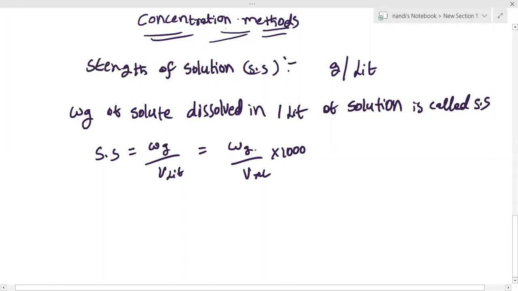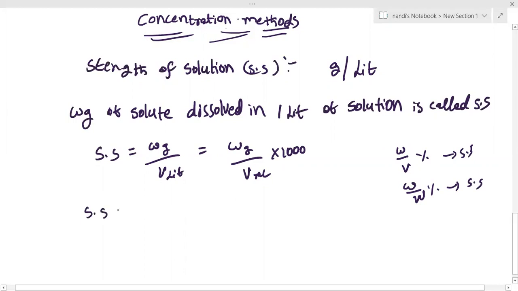We'll also use W by W percent and W by V percent in terms of strength. How to calculate? Suppose W by V percent is given in the problem, how to calculate strength of solution, and if W by W percent is given, how to calculate strength of solution. We'll see those conversions also.